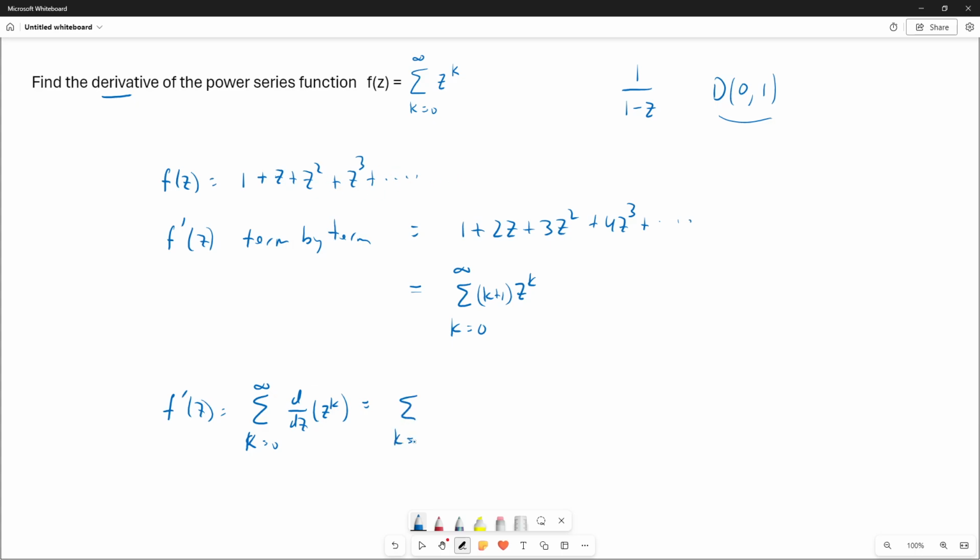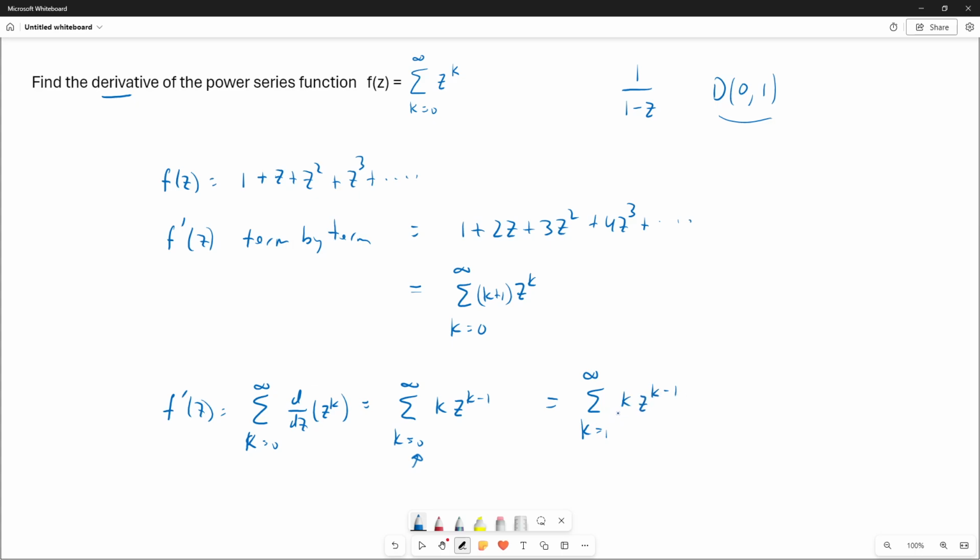we get summation k from 0 to infinity of k times z to the k minus 1. But actually k equals 0 is not quite correct here, because that would mean that our first term would have this z to the power negative 1 in it. It would be 0 times z to the negative 1, but because we're multiplying by 0, we could start it at 1. That would be another way to write it.